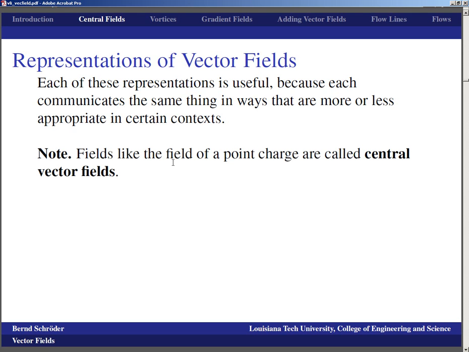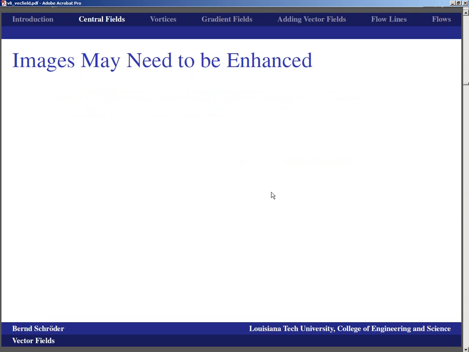As a note, fields like the field of a point charge are called central vector fields or central force fields in physics, because typically there are forces such as the electrostatic force certainly associated with these fields.